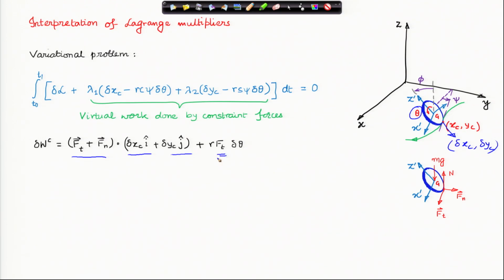But delta theta, the virtual displacement in the theta direction, is an angular displacement. Therefore, I must have a moment to have the correct dimension of work, and the moment must be the radius of the coin times the tangential force. The normal force will not do any work, right, neither the normal reaction from the ground. Therefore, this is our work done from the variation in the spin of the coin. You have to account for everything, all virtual work components.